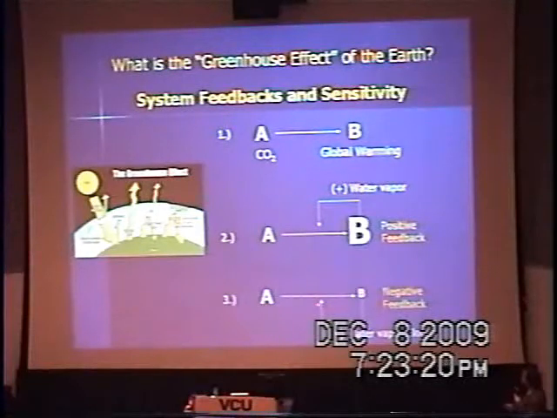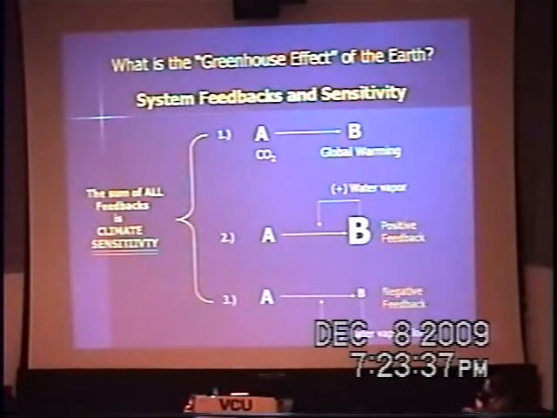This tends to cool the Earth. So now we have a positive feedback loop and a negative feedback loop. Okay? One tends to amplify the effect, one tends to attenuate the effect. And the climate is full of these. There's so many feedback loops that we don't understand them all.